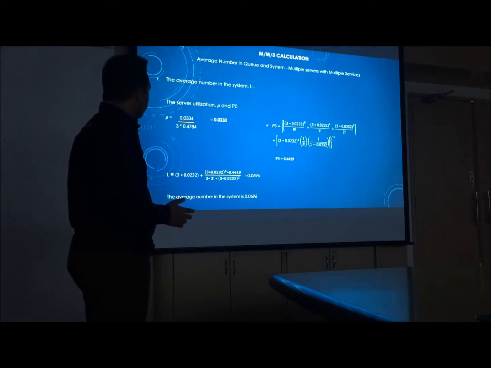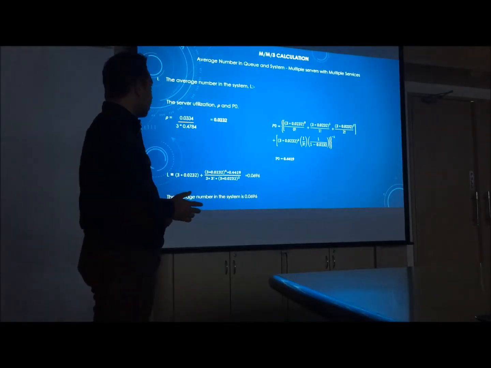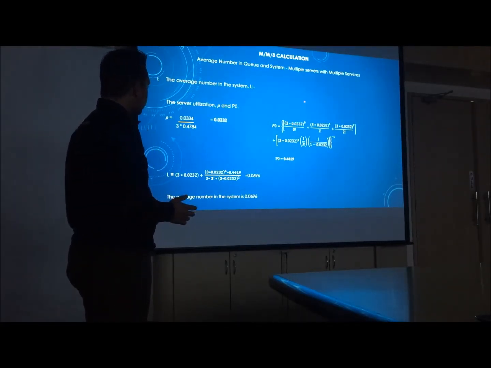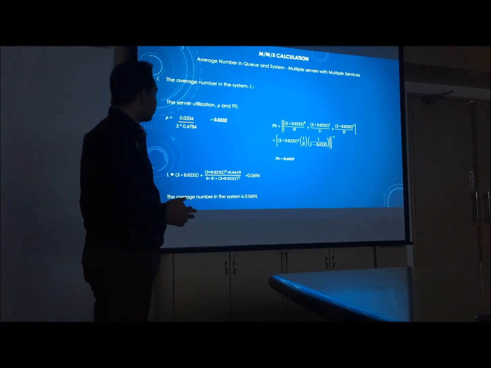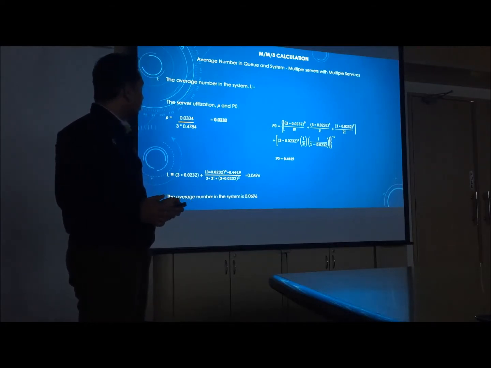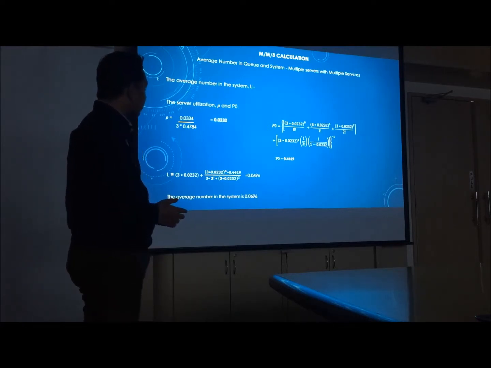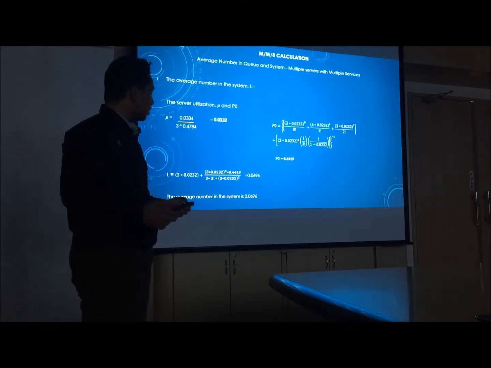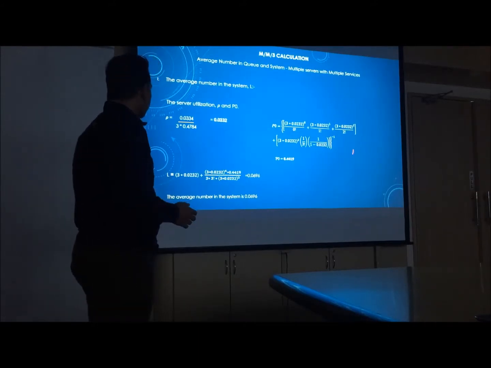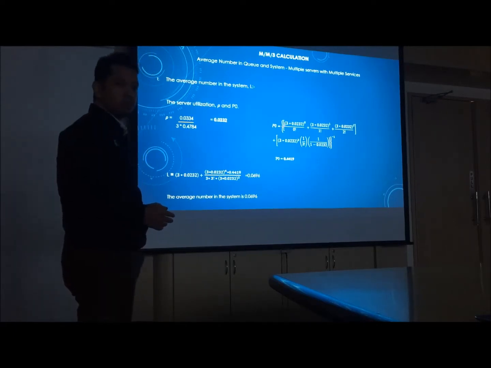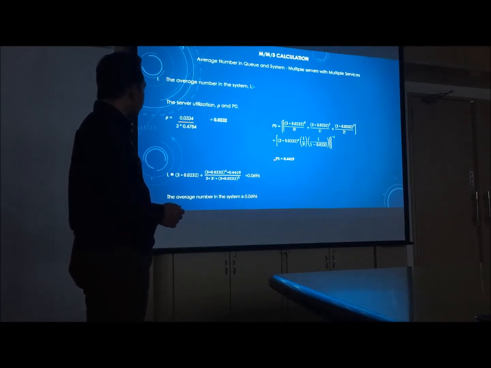This is the calculation to find the number in queue and system using the M/M/3 definition. For multiple servers, first we need to find the average number in the system, L. So we must find both the server utilization and the probability. The 0.0232 is the server utilization that we get, and the probability we get is 0.4419.